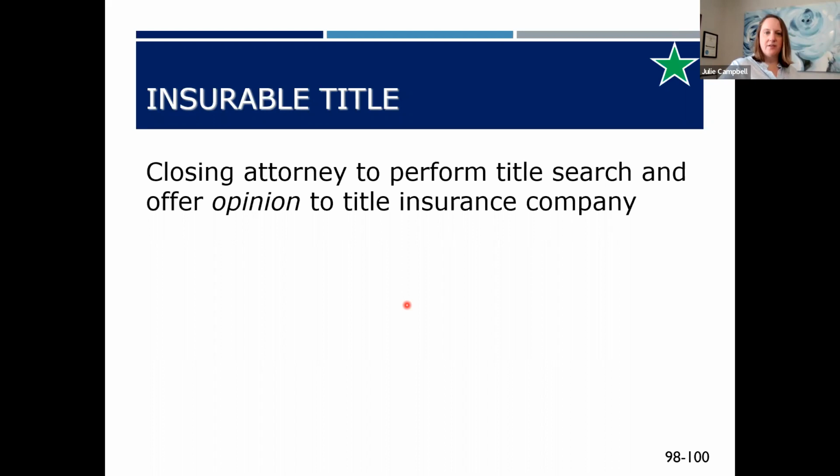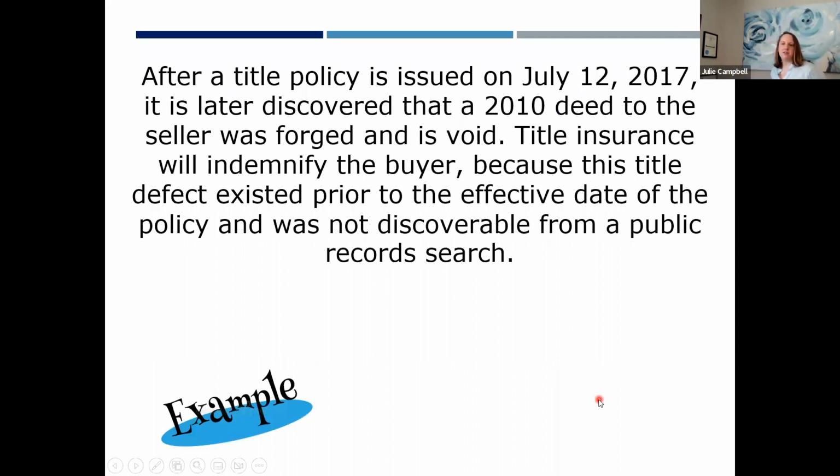Let's look at a couple examples together. Put your pencils down. Let's look at a few examples together. After a title policy is issued on July 12th, 2017, it is later discovered that a 2010 deed to the seller was forged, thus makes it void.